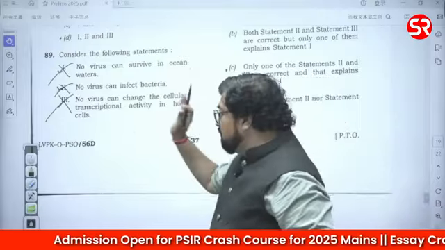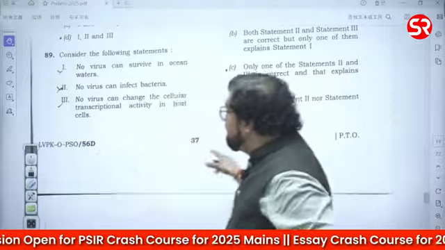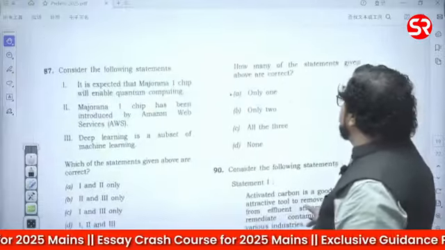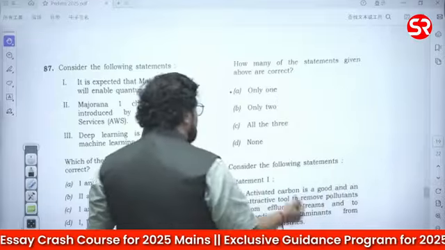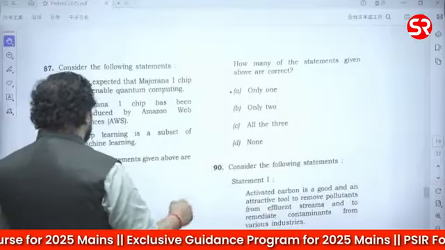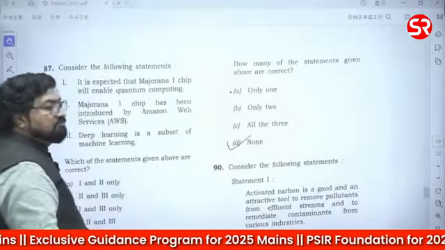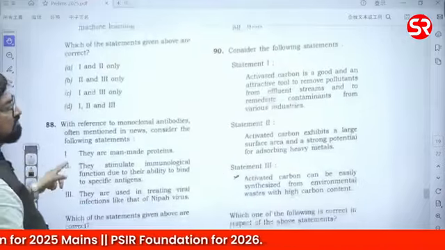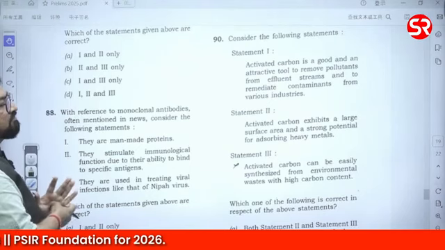So all three statements are wrong. So if you look at the options given here, how many of the statements given above are correct? So answer will be none. All three statements regarding virus are wrong, right? None is the answer. Now coming to the next question, number 90, activated carbon, right?